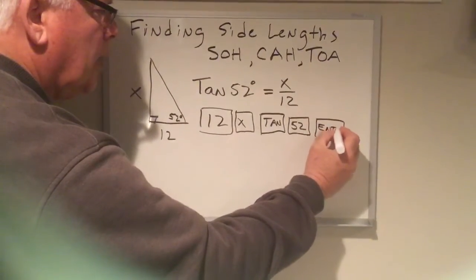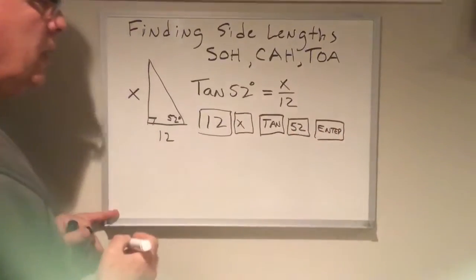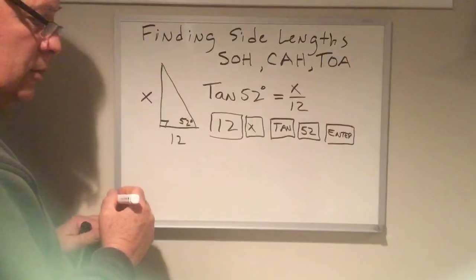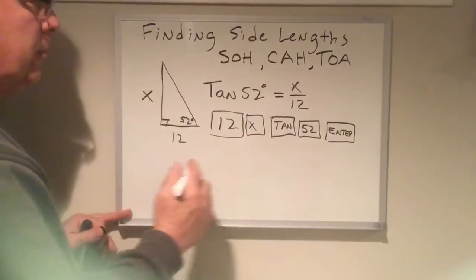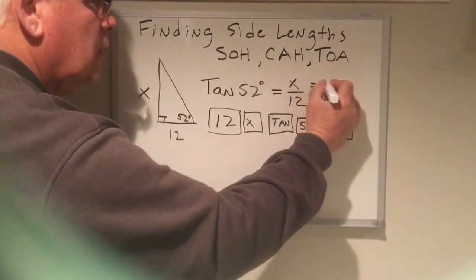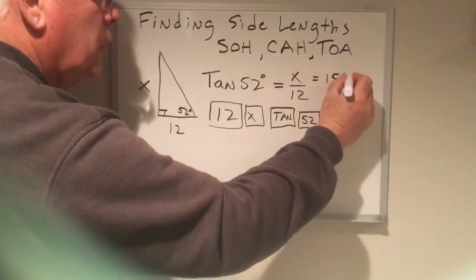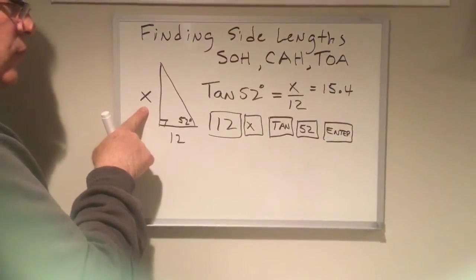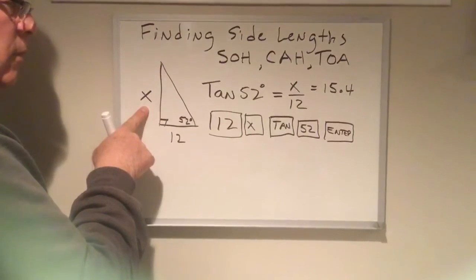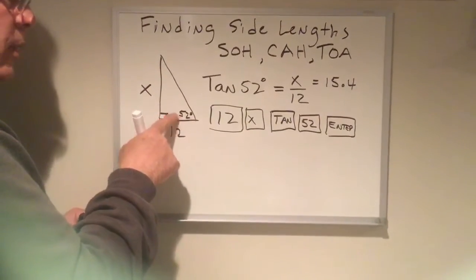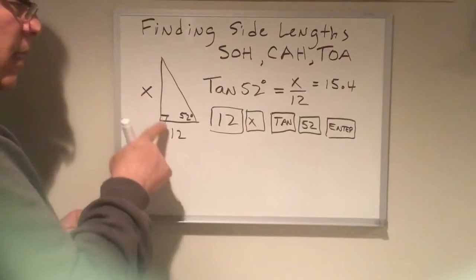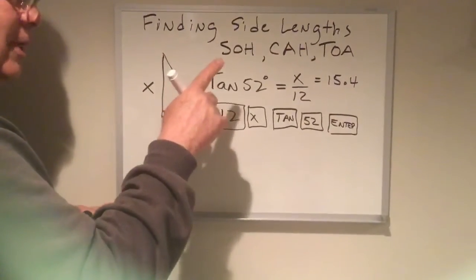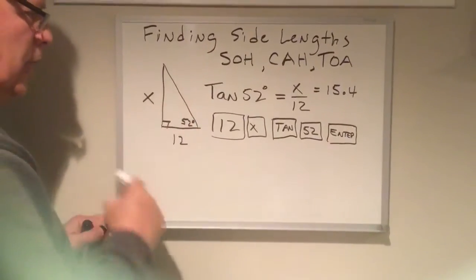A number's going to pop up, and that number is this particular side length. I believe that number, rounded to the nearest tenth, is going to be 15.4. So that side length right there is 15.4. And again, we use tan because we were looking for the opposite and knew the adjacent. I didn't use sine or cos because I didn't know the hypotenuse.